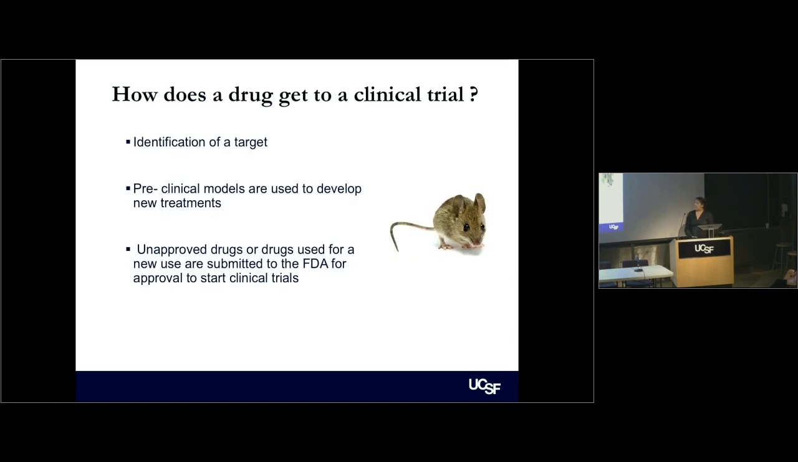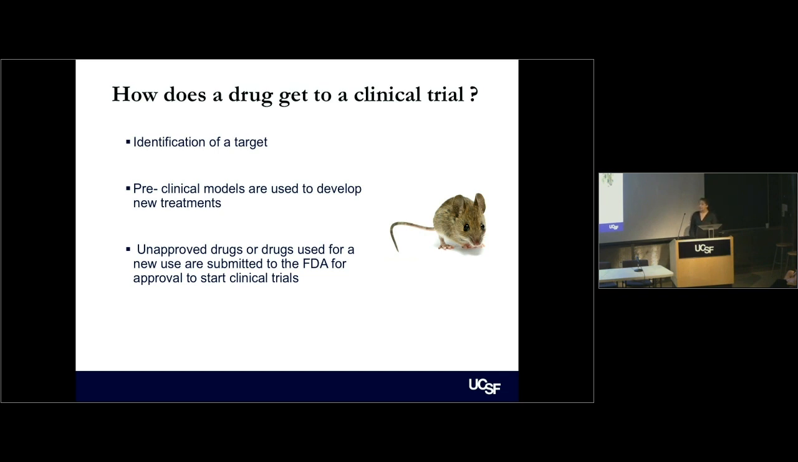So first we'll start with, how does a drug get to a clinical trial? It starts in the lab with the identification of a target. The other talks this morning have talked about targets that we've used and developed treatments for, such as BRAF or PD-1. Once we identify a target, we can develop a therapeutic to treat that target or pathway. And then that therapeutic is used in preclinical models, such as a cellular model or a mouse model.